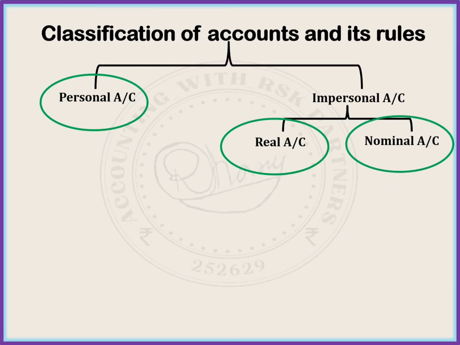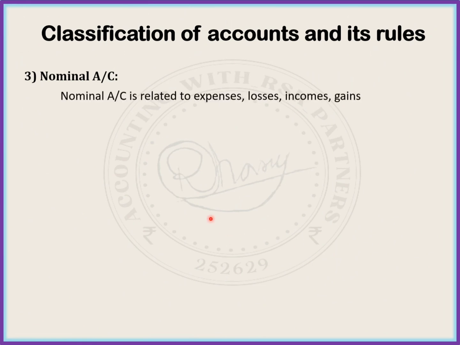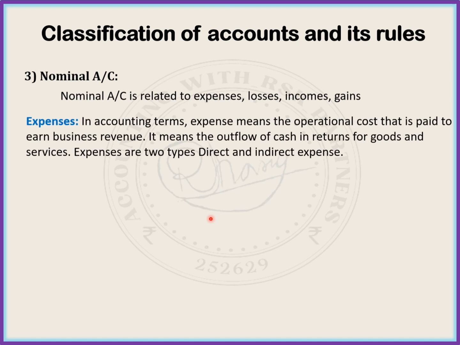Next, nominal account. Nominal account is related to expenses, losses, incomes and gains. Let's go to expenses. In accounting terms, expense means the operational cost that is paid to earn business revenue. It means the outflow of cash in return for goods and services. Expenses are of two types, direct and indirect expenses.